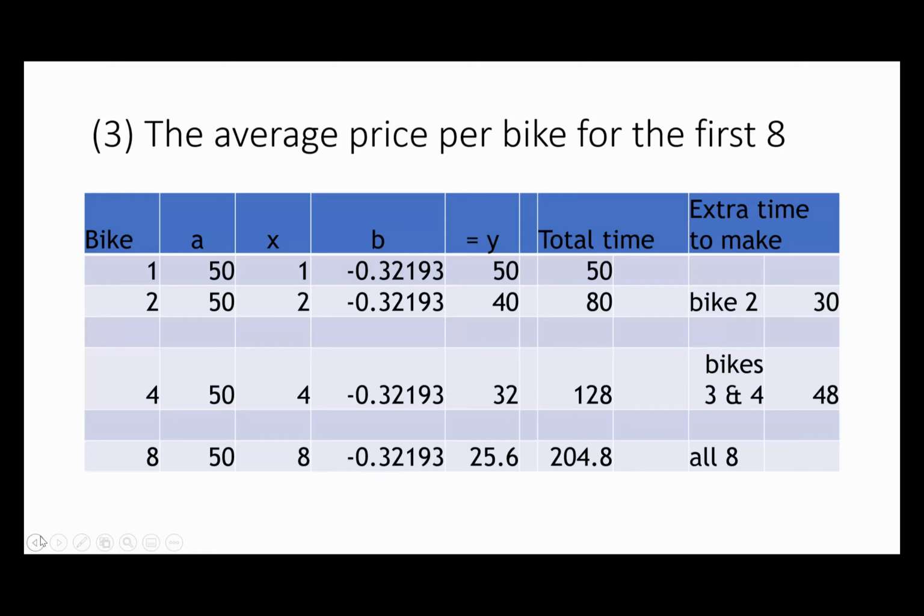This is the average price for the first 8 bikes. So this is assuming that the first bike is sold as part of this package. It isn't subsequent bikes over and above any that have already been made. This is the very first 8 bikes. Bikes 1, 2, 3, 4, 5, 6, 7, 8. So down the bottom we've got the time taken for the first one is 50. We're making 8. The B value, that gives us a cumulative average time of 25.6. Multiply that by 8, gives us 204.8 hours for all 8.